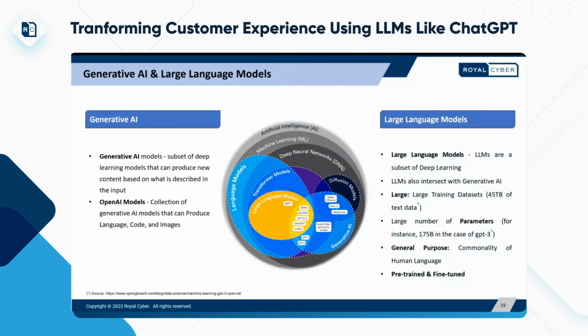Generative AI is a subset of deep learning models that can produce new content based on what is described in the input. OpenAI models is just a collection of generative AI models that are produced by OpenAI organization. They can produce language, code, and images. It is also important to note that OpenAI is not the only organization. It's definitely the prominent one, but there's other organizations like Google and Facebook and many others that have come on the scene and have produced their own large language models.